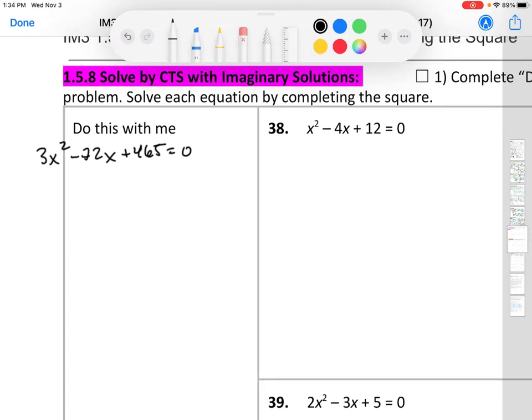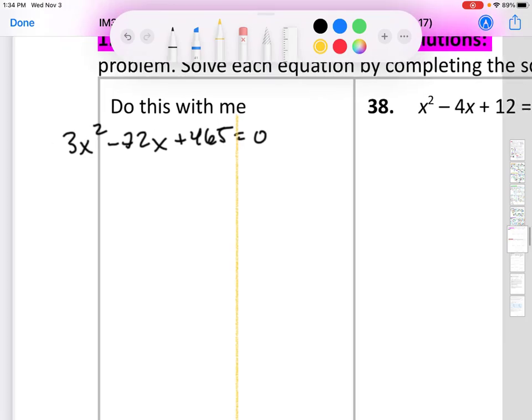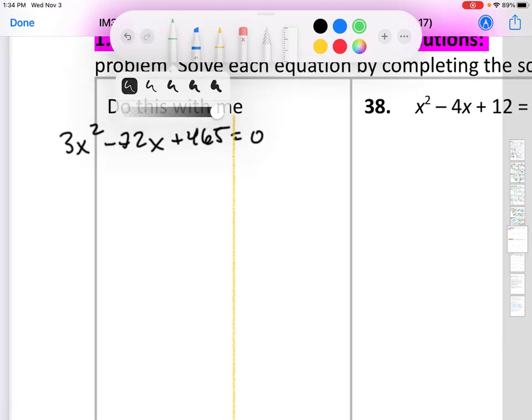What we've been doing so far is trying to solve this by factoring. And you recognize that this does not solve by factoring, so we have to use a method called completing the square. Now, we want to have an a value equal to 1. So to do that, I'm going to divide this whole expression by 3.